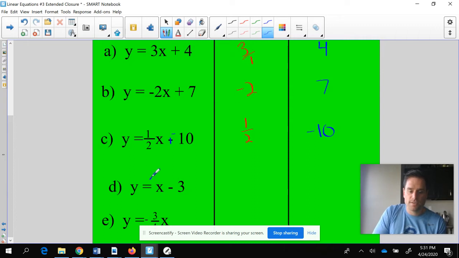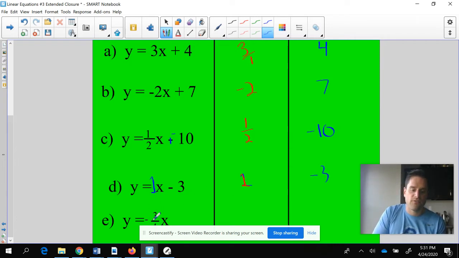And what number is always sneaking right next to x? It's not going to be 0. It's going to be 1. So the slope is 1. It goes up 1 over 1. And actually, I should have made that red. And your y-intercept is -3.